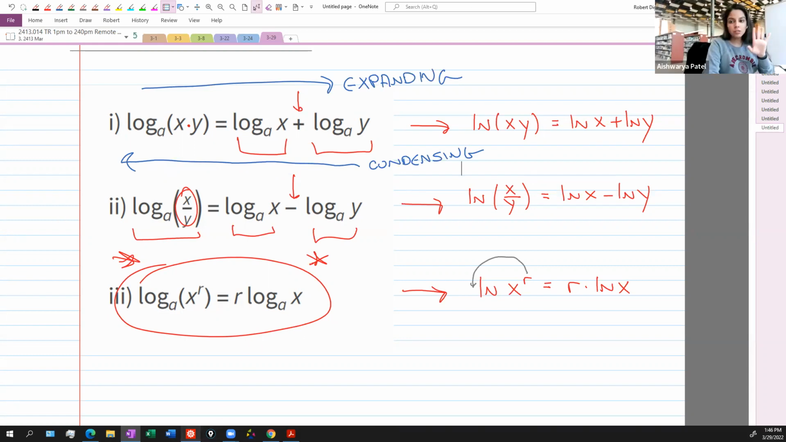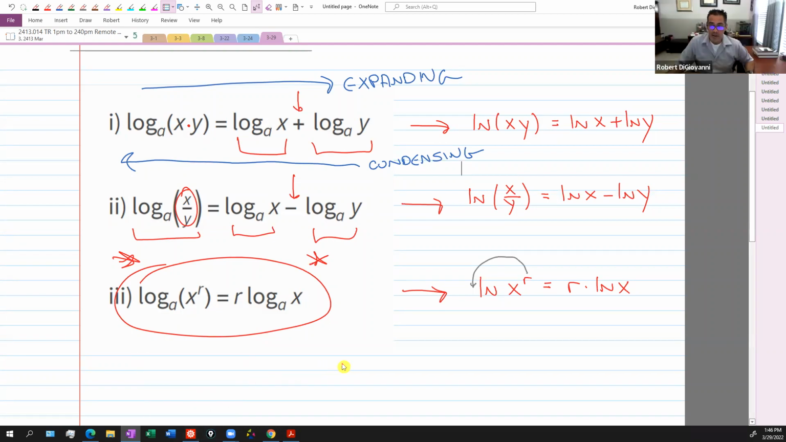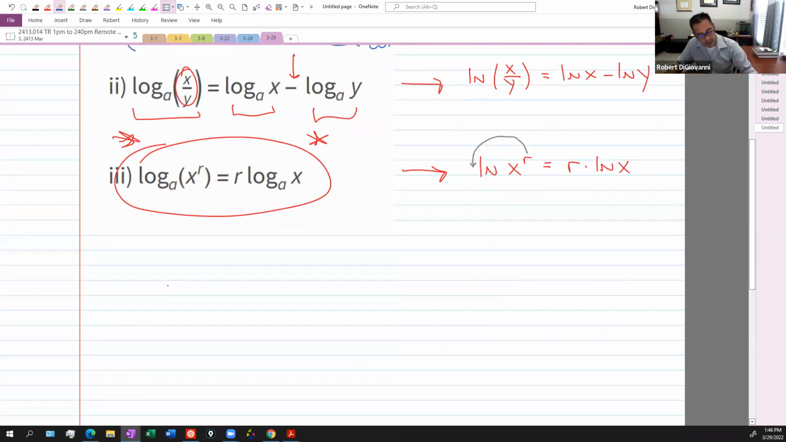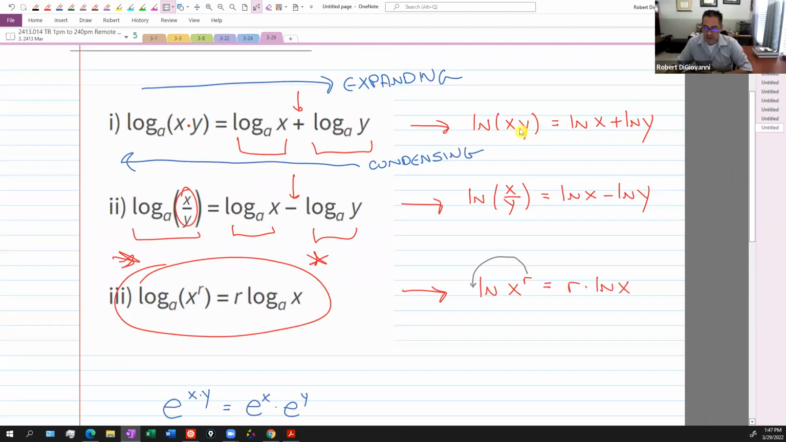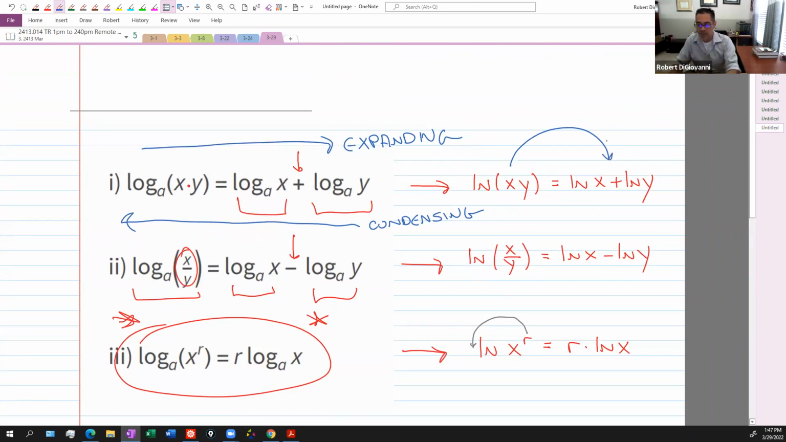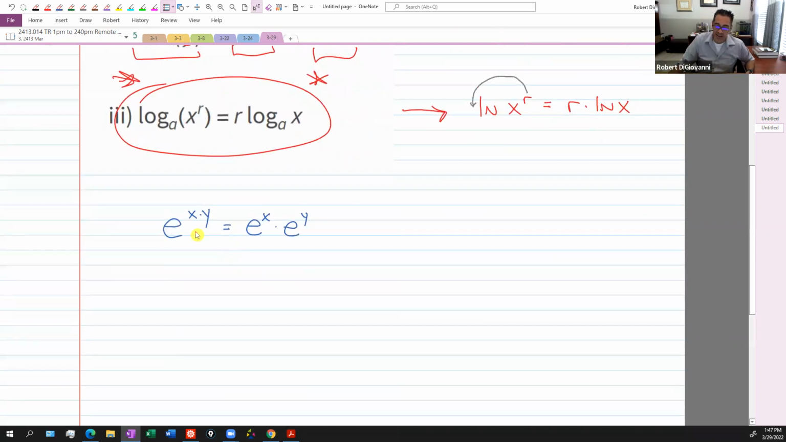Sir, does that apply for the properties of exponents as well with the expanding and condensing? It does not. With exponentials, if we did e to the x times y, this just becomes e to the x times e to the y. It doesn't become addition. See how this pulls apart and becomes addition? This does not become natural log of x times natural log of y. That is wrong. But with exponentials, it does work that way.